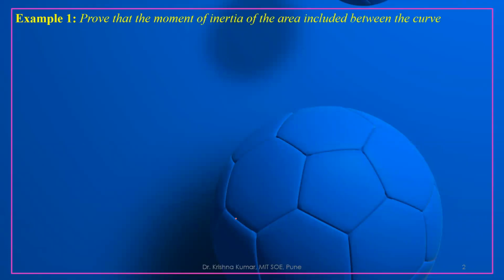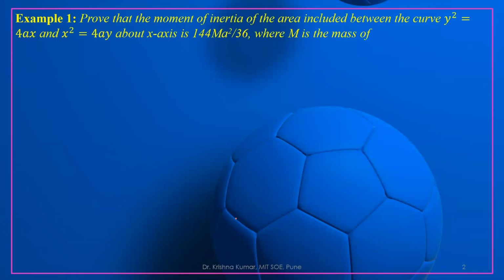Okay, let us take one example. Prove that the moment of inertia of the area included between the curves y square equal to 4ax and x square equal to 4ay about the x-axis is 144 m a square divided by 36, where m is the mass of the area included between the curves. So we are given two parabolas. One parabola is y square equal to 4ax and the second parabola is x square equal to 4ay.